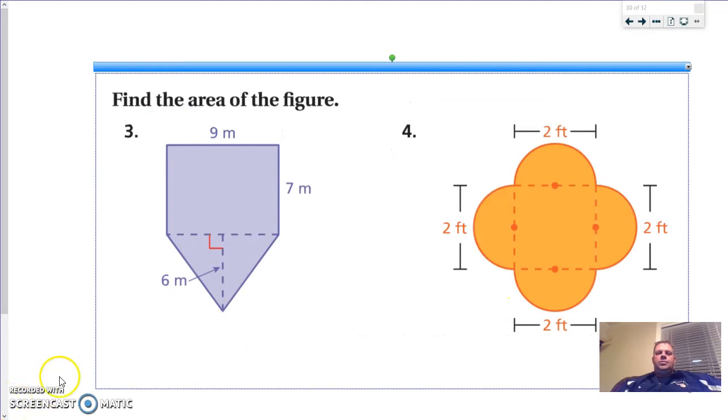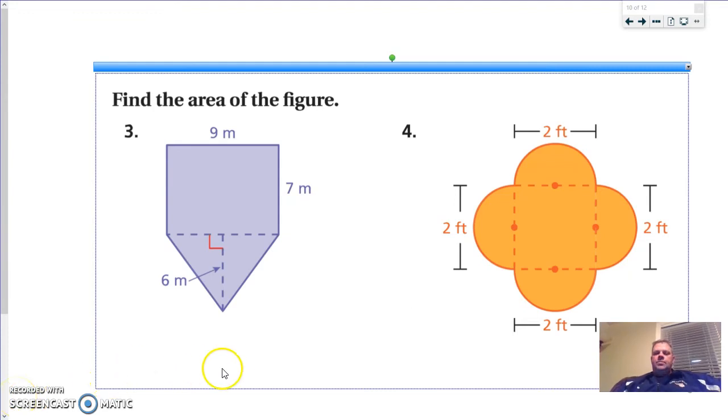We have two more examples. In this first one, we have a rectangle, and we have a triangle, so we need to find the area of the rectangle, and we have to find the area of the triangle, add those up. In number 4, we have what looks to be a square in the middle, and then we have 4 half circles, and when we put those circles together, we will have 2 full circles. So see if you can find the area of those right now.